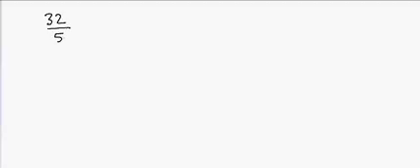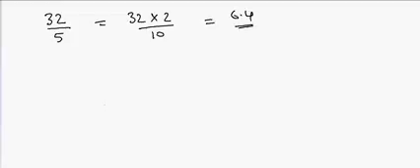If you look at it, it looks a little complicated, but an easy way to do this is: 32 into 2 divided by 10. So that will be equal to 64, and then a decimal, so it's 6.4. All you have to do is take the double of the numerator and then put a decimal there.